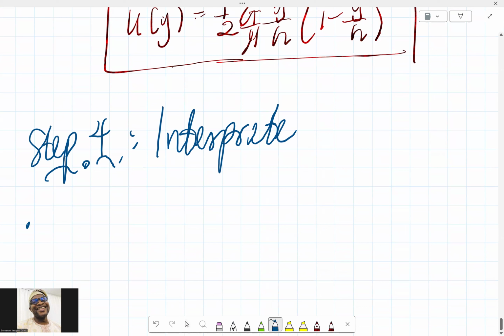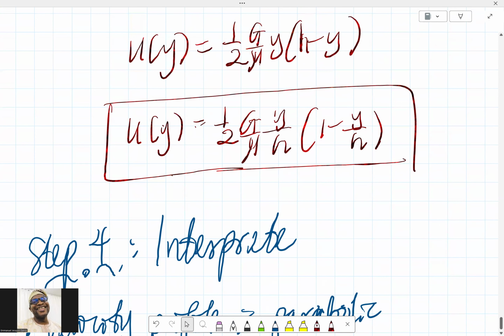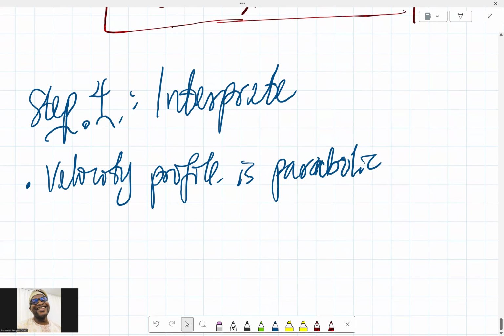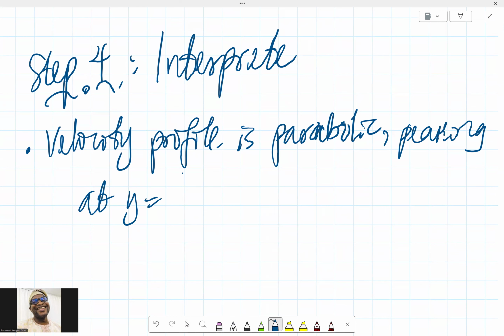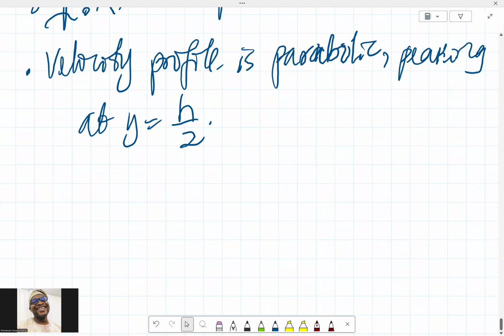Okay, so here we see that the velocity profile is parabolic. When the expression is quadratic in nature, then we say it's parabolic. So you can say this is y times y, so that's y squared, right? So we can say it's parabolic. The velocity profile is parabolic and it peaks at y equals h over 2.